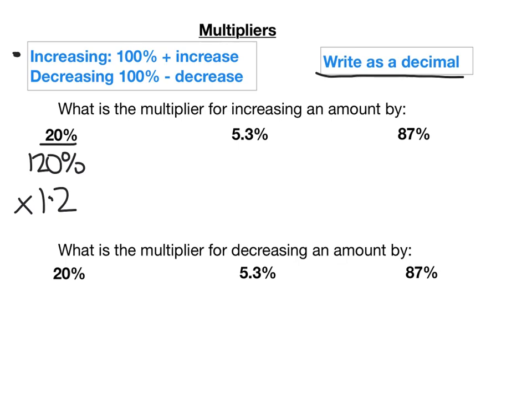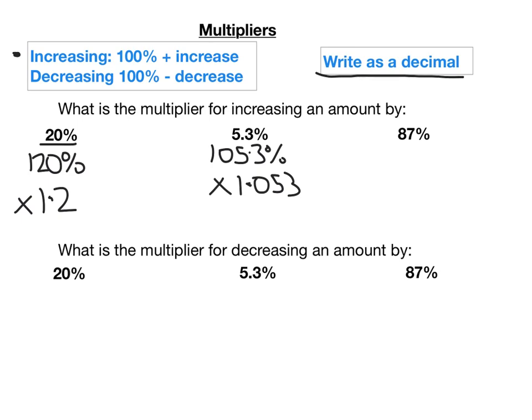So 5.3, we'll add that to 100%, well that would become 105.3%. So we must write that as a decimal. So when we write this as a decimal, all of the numbers move to the right by 2. This becomes 1.053. So we would multiply our original amount by 1.053.